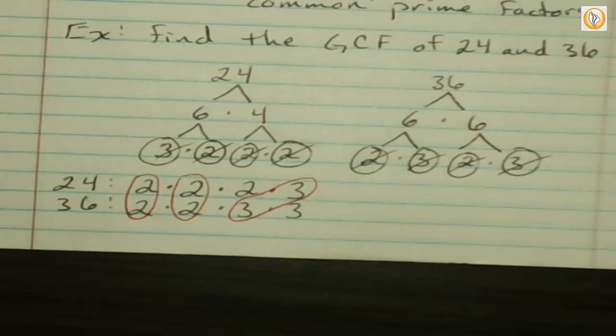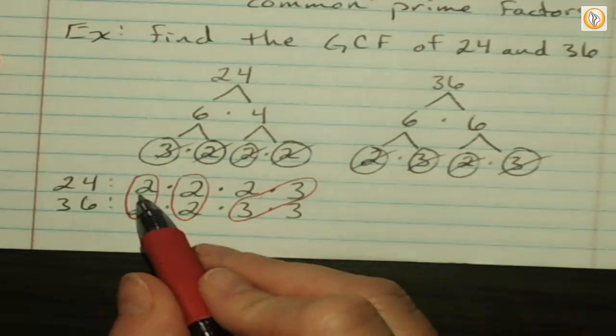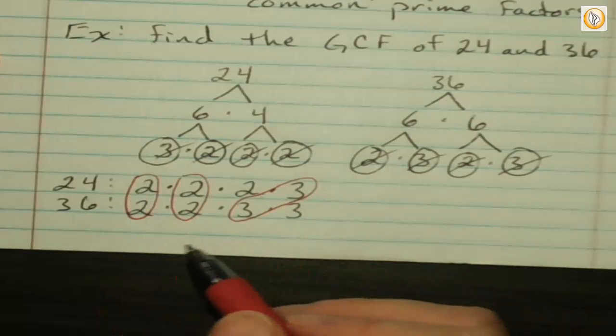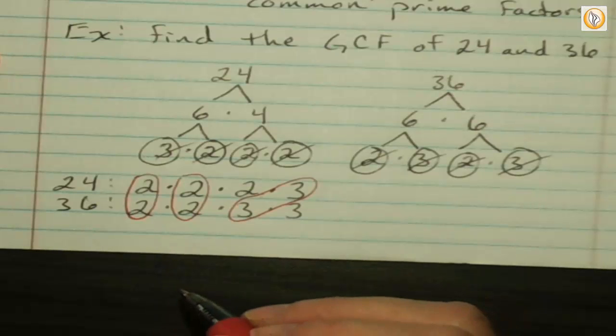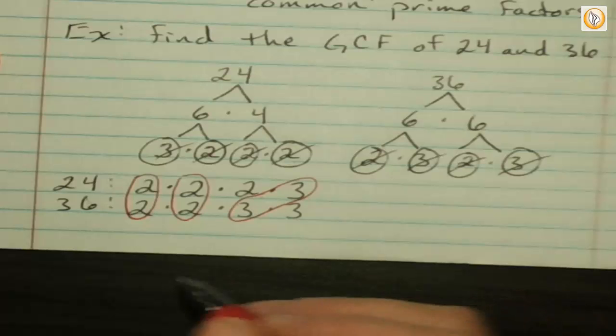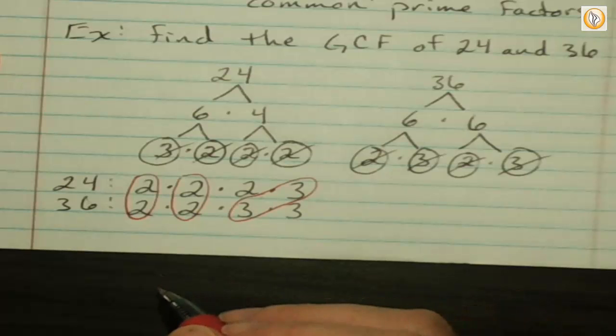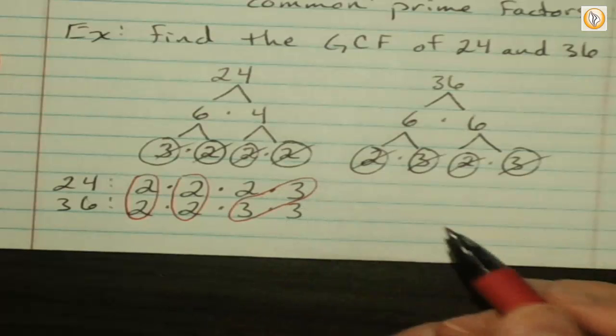Yes? Why wouldn't we put it in exponential form since we have more than one 2? Because we're not doing that yet. We're putting it out like this so we can find all the things that I have in common. Yes? Why wouldn't we do the 3's that are on top of each other? You can. You most certainly could circle those.